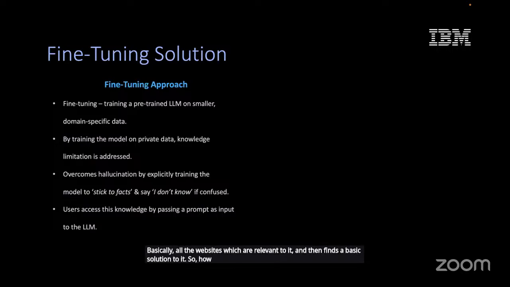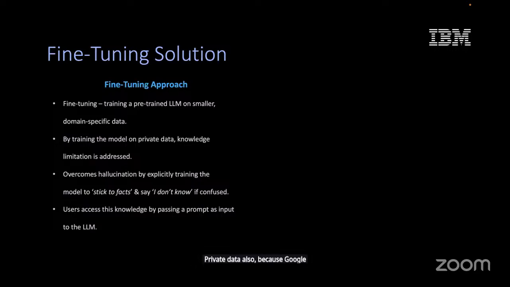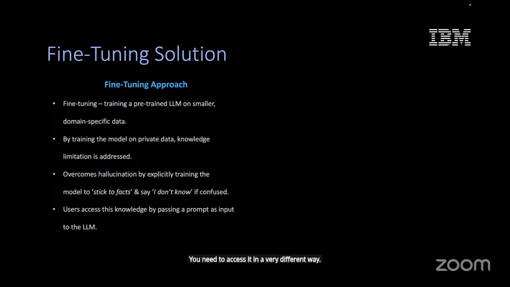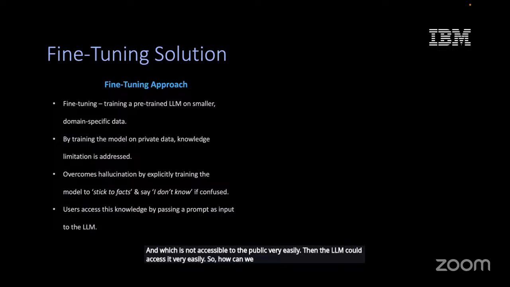So how can you say that that particular model is not trained on private data also? Because Google in its database has a lot of data which is not available to the public user directly. You need to access it in a very different way, which I'm not sure about, but it's known as Google dorking. That's a term in cybersecurity. So the thing is that generally when this kind of data is present and which is not accessible to the public very easily, then the LLM could access it very easily. So how can we say that the private data is not accessible by the LLMs?